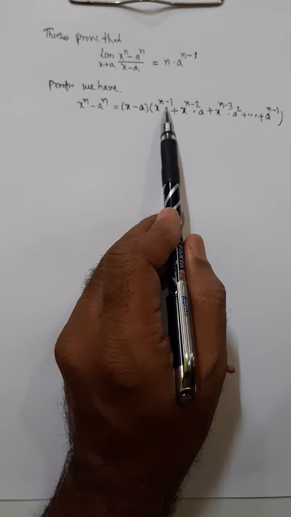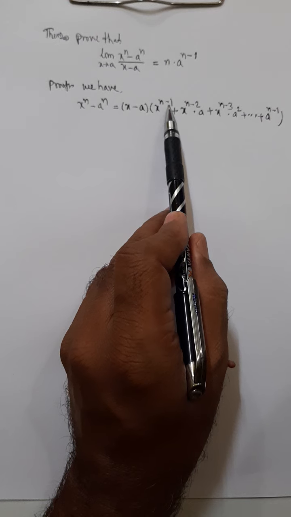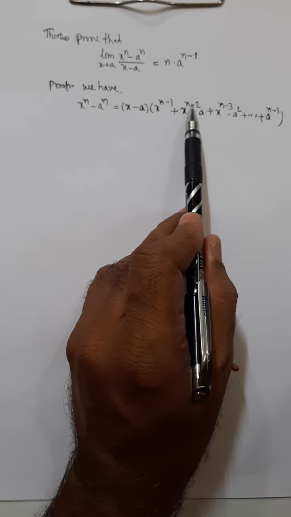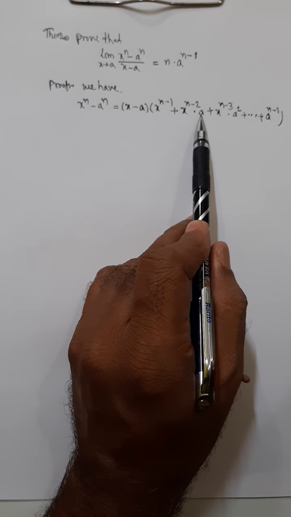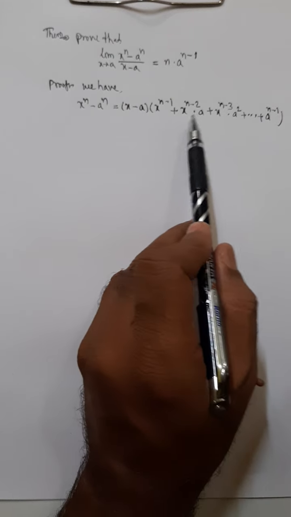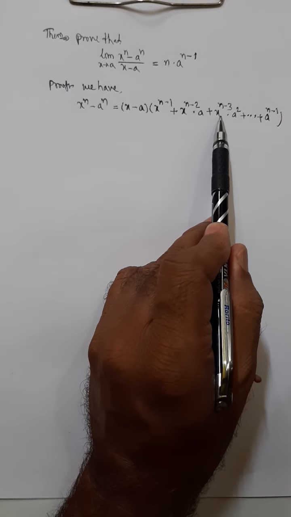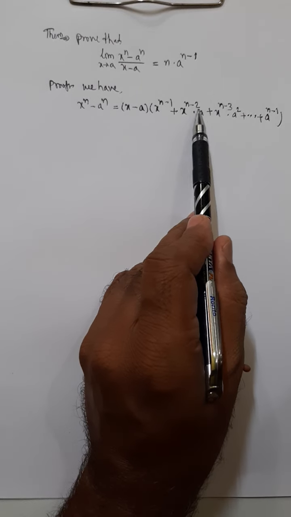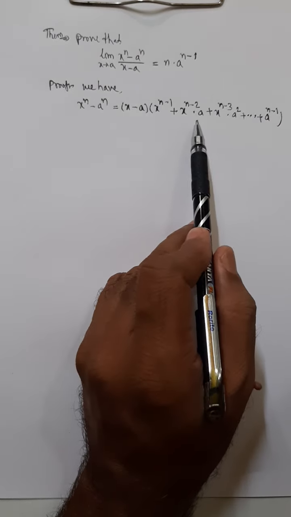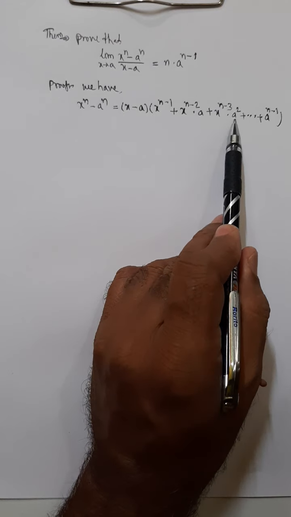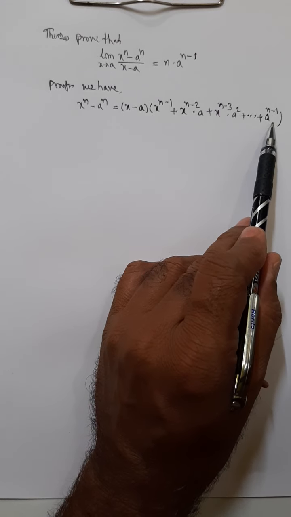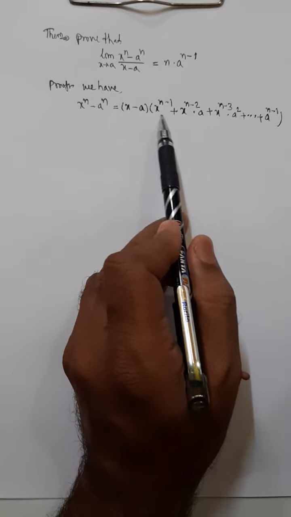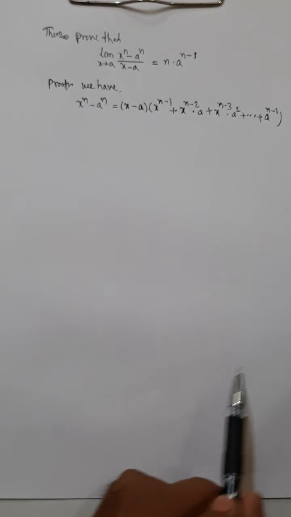So first term is x to the power n minus 1. Then decrease power by 1. Second term n minus 2 and take into a here. Then note that power of x decreasing by 1 and power of a increasing by 1. N minus 2, n minus 3, n minus 4 and so on, and power of a increases: power 1, power 2, power 3 and so on, last a to the power n minus 1. Same as first term x to the power n minus 1, that is the expansion.